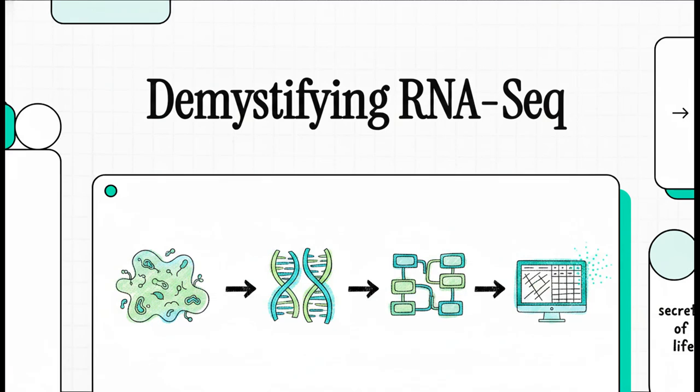Welcome to The Explainer. Okay, we are diving right into an absolutely incredible journey today. We're going to start with a squishy, raw biological tissue sample and follow its path all the way to a final digital spreadsheet, one that literally reveals the secrets of life. We're demystifying RNA sequencing. It's a truly revolutionary technology, and it's completely transformed modern biology as we know it.